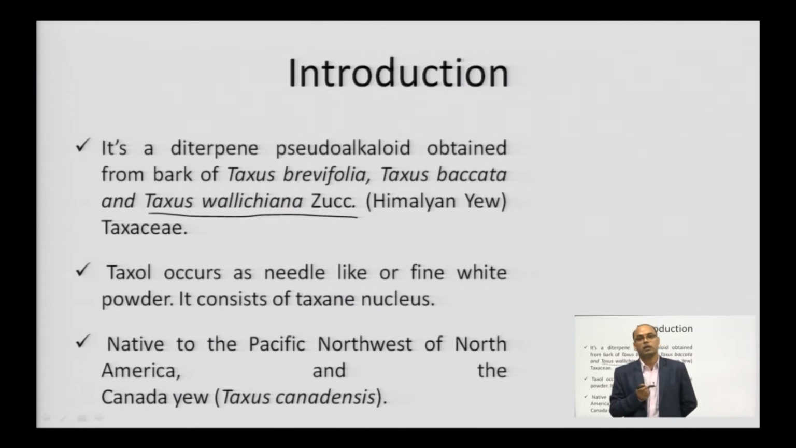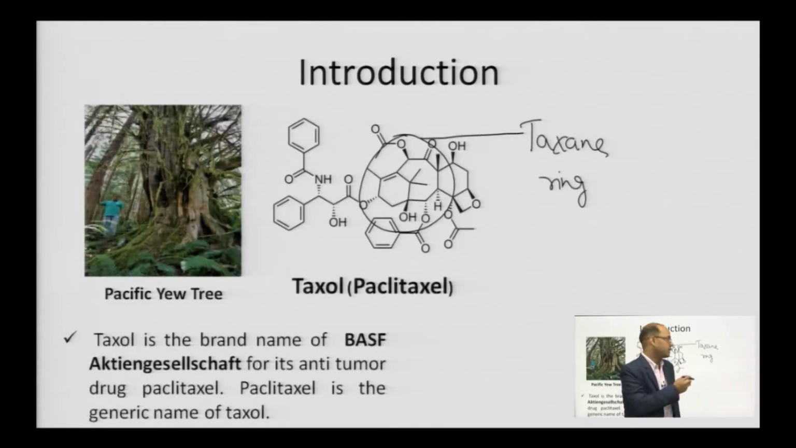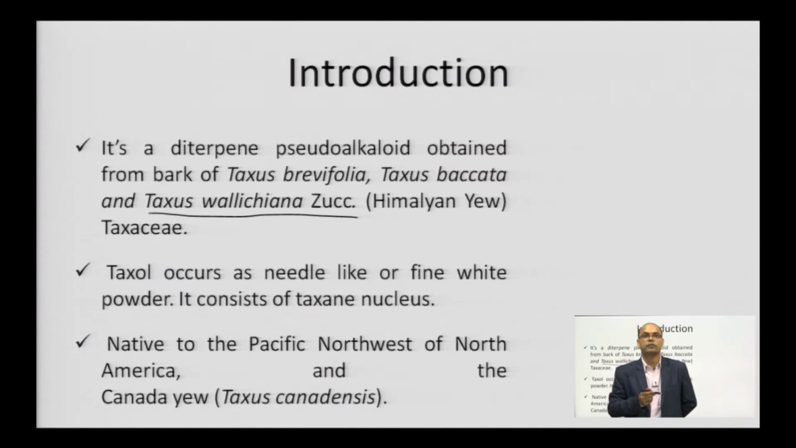Taxol occurs in the form of needle-like crystals or fine powder. It consists of the taxane nucleus, as we have discussed in the earlier slide. This is the taxane nucleus or the taxane ring, which is the basic ring system of taxols. It is native to Pacific Northwest of North America and to Canada. The variety which is grown in Canada is called Taxus canadensis.